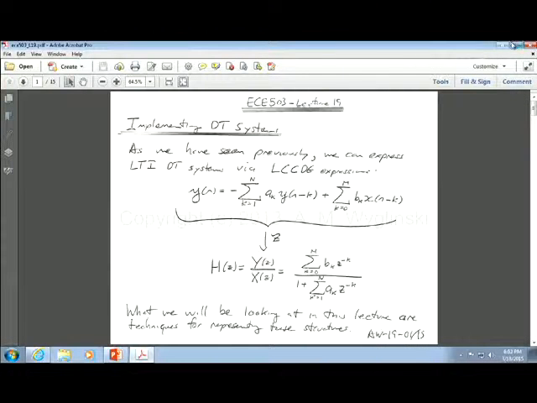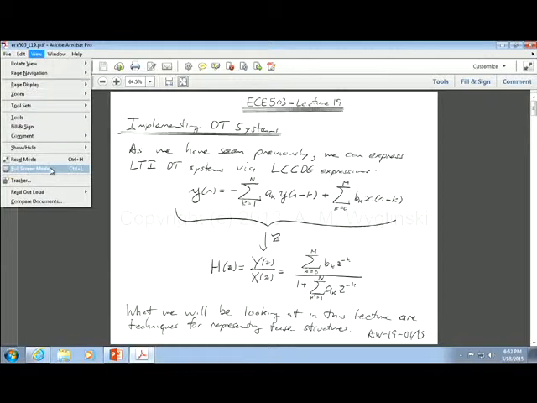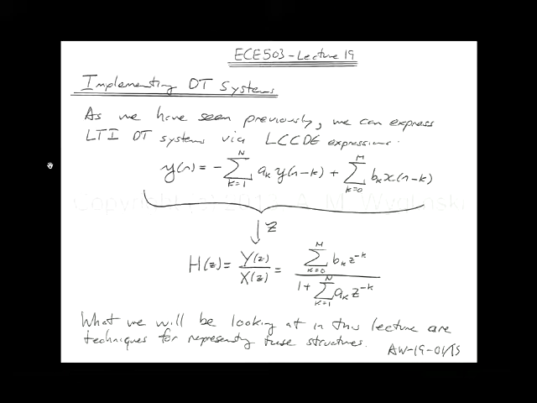Okay, so this is lecture 19 of ECE 503. In today's lecture, what we're going to be talking about are the implementation of discrete time systems. So we're going to revisit what we looked at several lectures ago in terms of things like direct form 1 and direct form 2 filter implementations with delays, adders, multipliers.